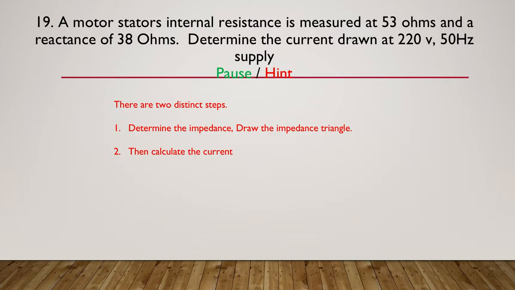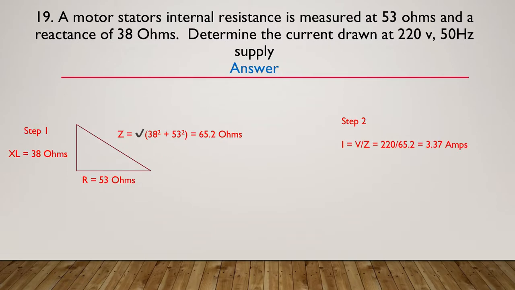So welcome back. Let's have a look at the answer to number 19. Step 1 over there on the left-hand side. We had 38 ohms at 90 degrees to 53 ohms. The resistance and the XL are at 90 degrees to each other. So again, just Pythagoras, 38 squared plus 53 squared. Take the square root of all of that. Gives you 65.2 ohms.